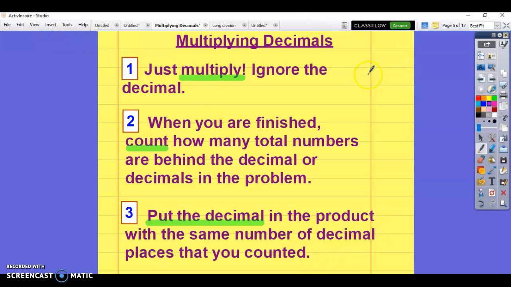So first you do normal multiplication, then add up the total number of decimal place jumps in your factors, and then you do that for the end part. Put the decimal in the right place according to how many decimal places there are in all in your factors.